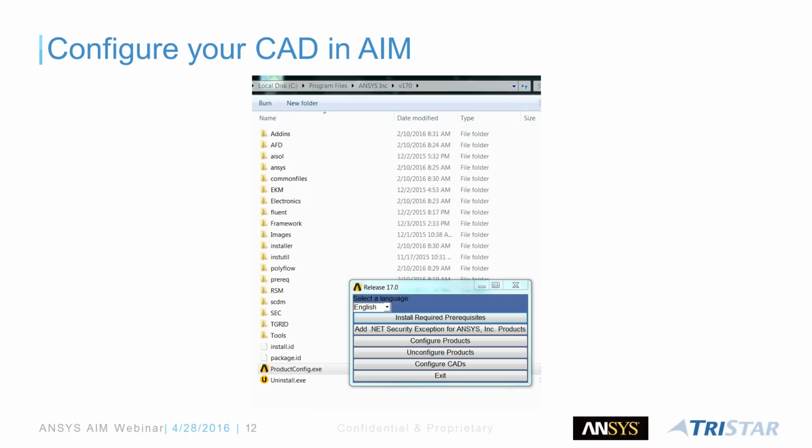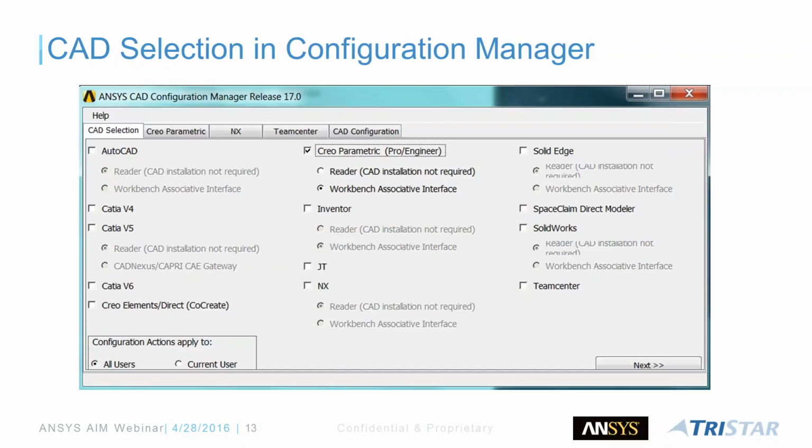Now, when you install AIM, it actually gives you an option to configure the CAD. So if you didn't do that after installation of AIM, you are able to run the product config executable file, and that allows you to configure the CAD. You are able to select configure CADs right here, and that takes you to this dialog box, which essentially allows you to select. As you can see, it has all the major CAD systems, including Creo Parametric in there.